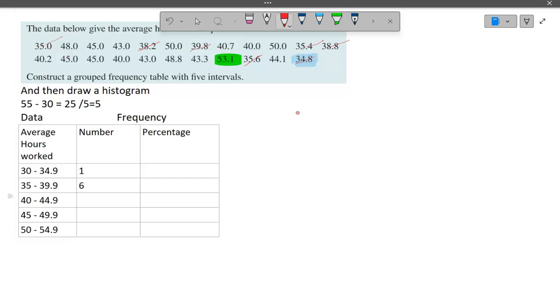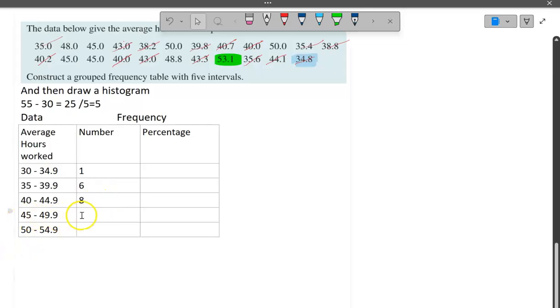We need between 40 and 44.9. So 40, that one, and 44.9 is this one also, 2, 3, 4, 5, 6, 7, 8. Got 8 here.